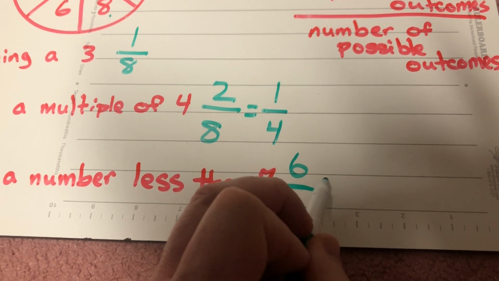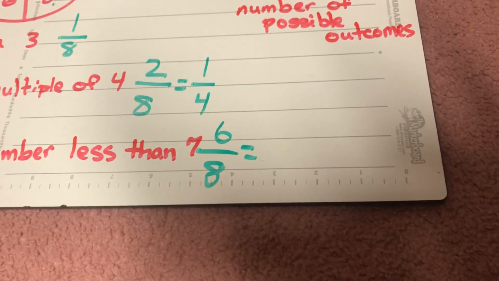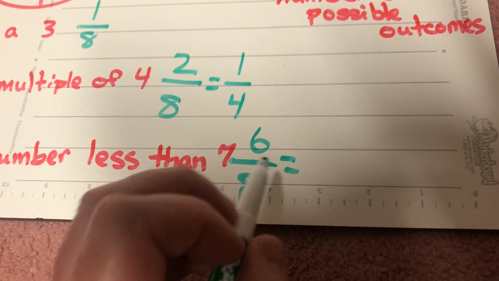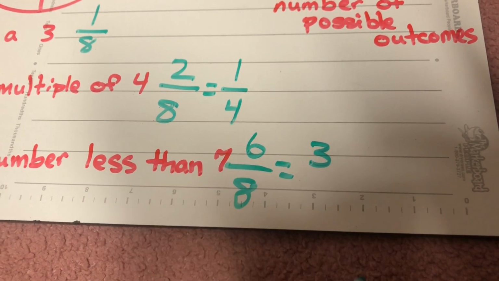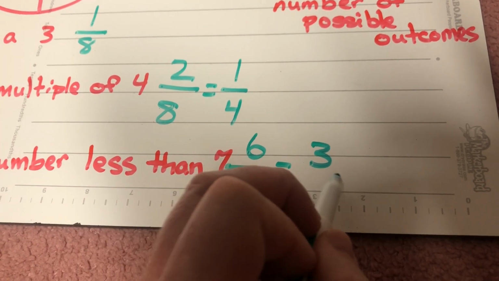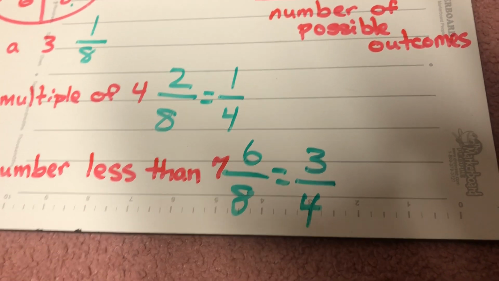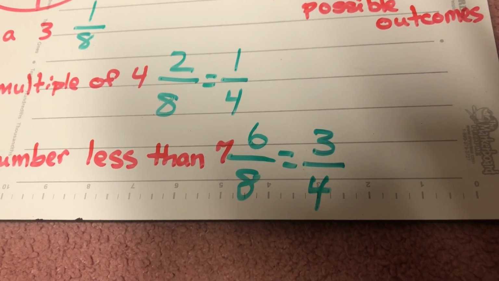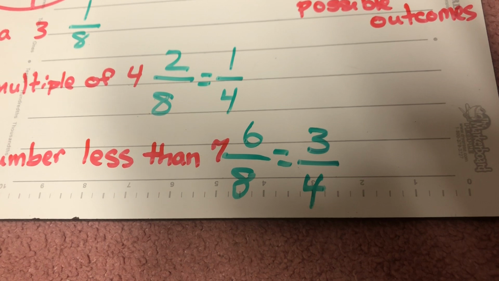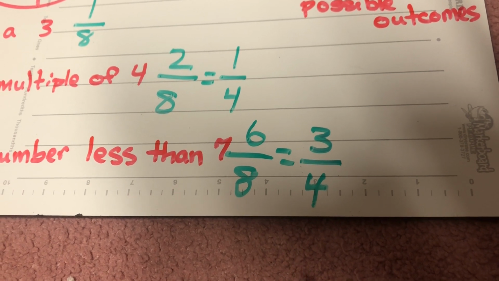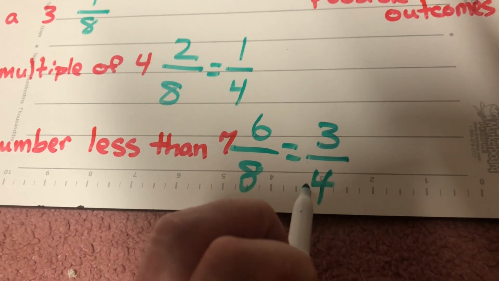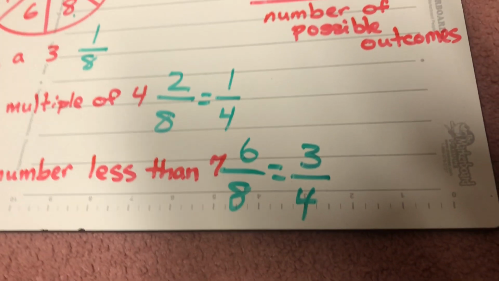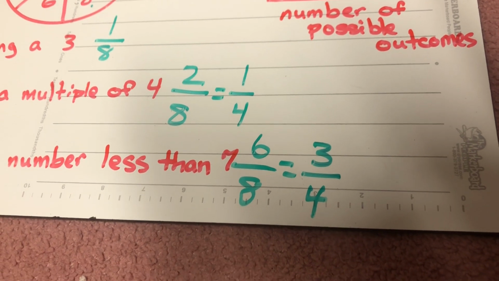So I get 6 over 8. Once again, not in simplest form. They're both even numbers. As a 7th grader, you've got to recognize that. 6 divided by 2 is 3. 8 divided by 2 is 4. I get 3 over 4. 3 over 4 is in simplest form. There is not a number besides 1 that can go into both 3 and 4. Ladies and gentlemen, that is theoretical probability.